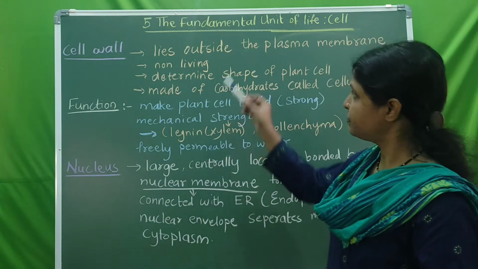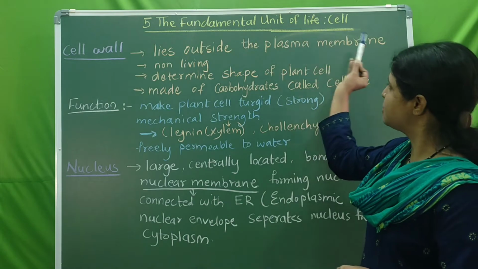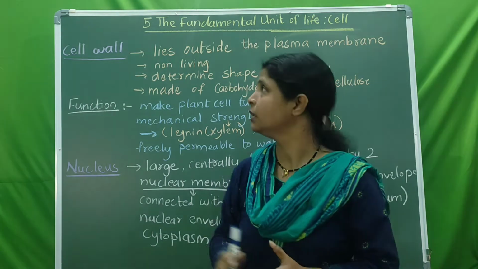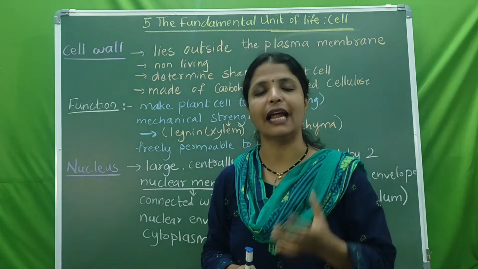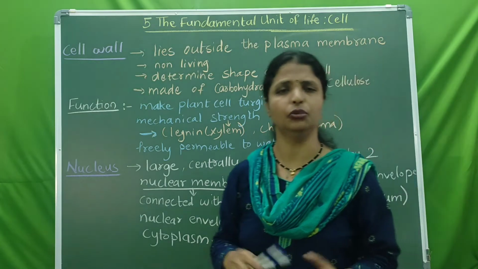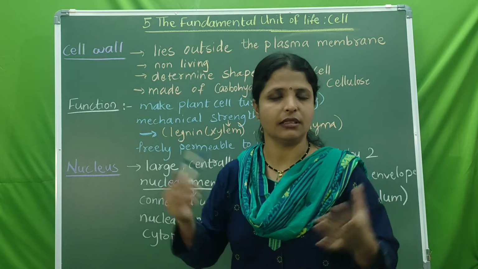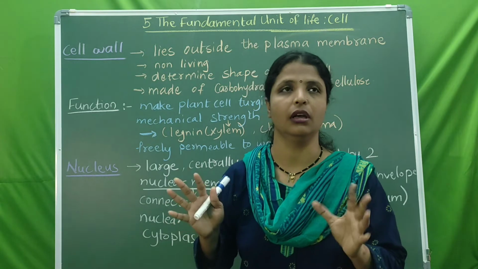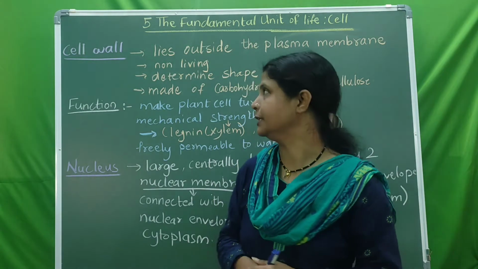We will first see the structure of the cell wall. The cell wall lies outside the plasma membrane. It is also a membrane and it has a similar function to what we have seen in the plasma membrane. Second, it is non-living. You have studied the differences between living and non-living things. Non-living means that the functions found in living things are not included here.